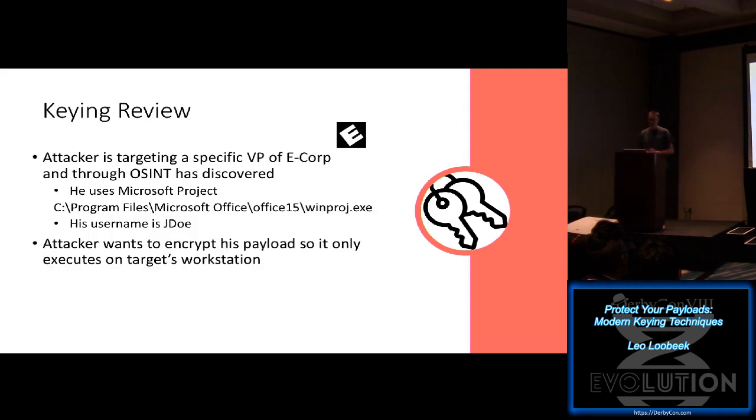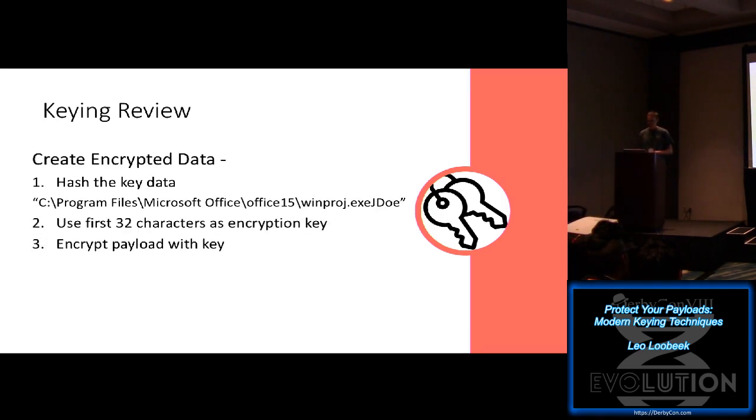So we'll go ahead and go with an example here. Let's say you're trying to target a specific VP of eCorp, and through OSINT you discover that he uses Microsoft Project, and you know what Office version, so you know that file path will exist on the target. You also know that his username is JDoe. So basically the attacker is going to encrypt his payload so it only executes on that system.